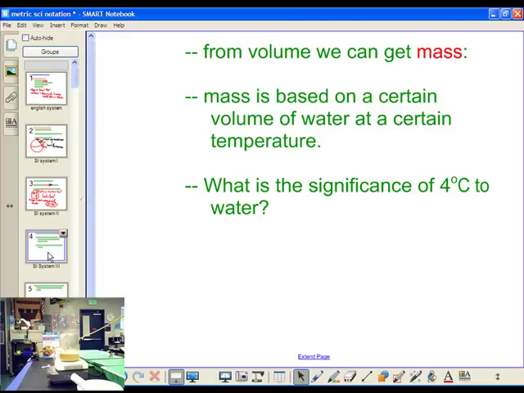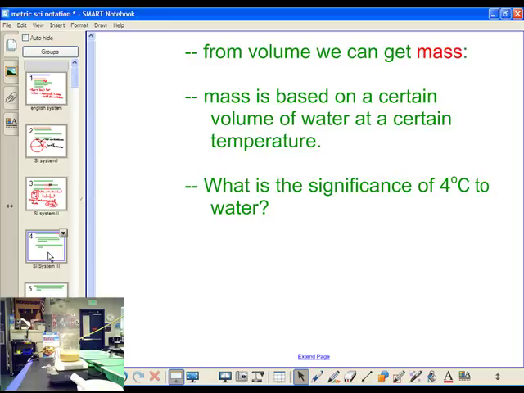Okay, so let's continue this. Volume. So from volume we get mass. Now mass is based on water. So now they have a length, they have a volume, and now we have mass. We want to know how much stuff we're buying. And mass is how much stuff we have. How much matters.